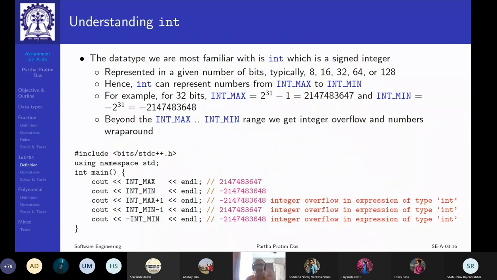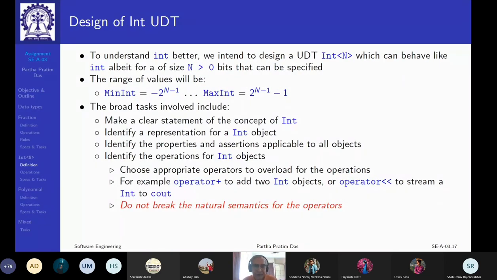We understand int always as a whole number, can be positive, negative, can be added, subtracted, but the added connotation is that it has a wraparound. It has a finite range in which it can be represented. So that's the notion. Now, based on that notion, we want to design a UDT which will behave like int, but will have capital N number of bits. Capital N is greater than 0.